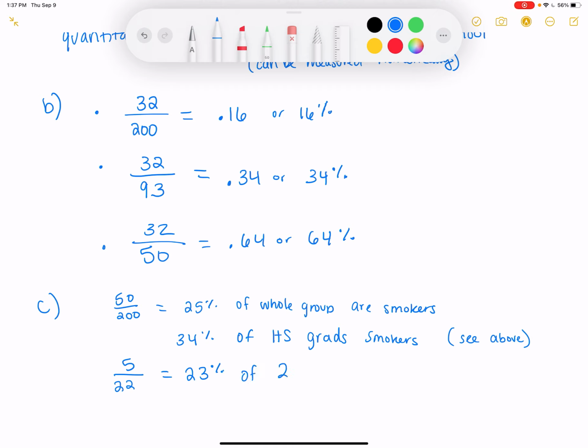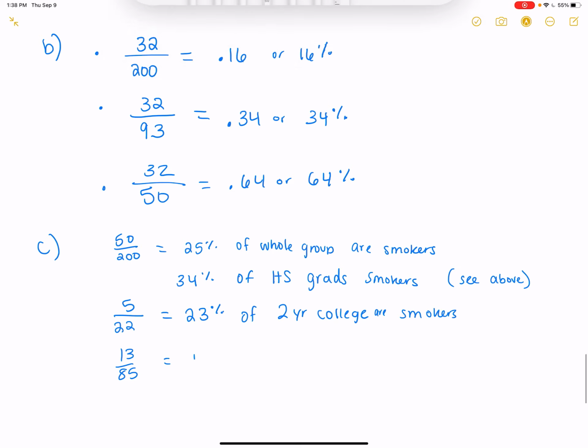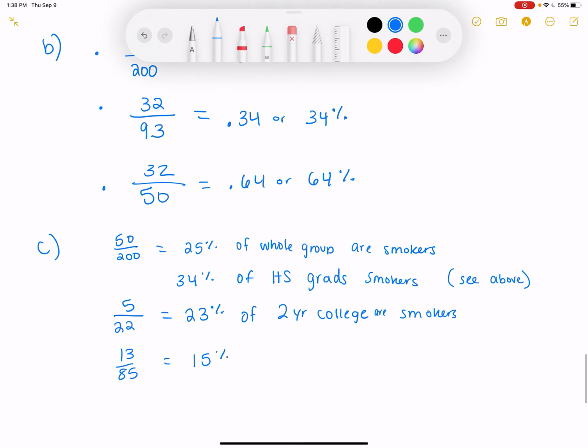Okay, so of 2-year college, 23% are smokers. And lastly, we need to do it for 4-year college. So what is that one going to look like? Plugging in 4-year college instead of high school in that same question. You do 13 over 85. And what percentage is that? 15? So that's 15% of 4-year college are smokers.